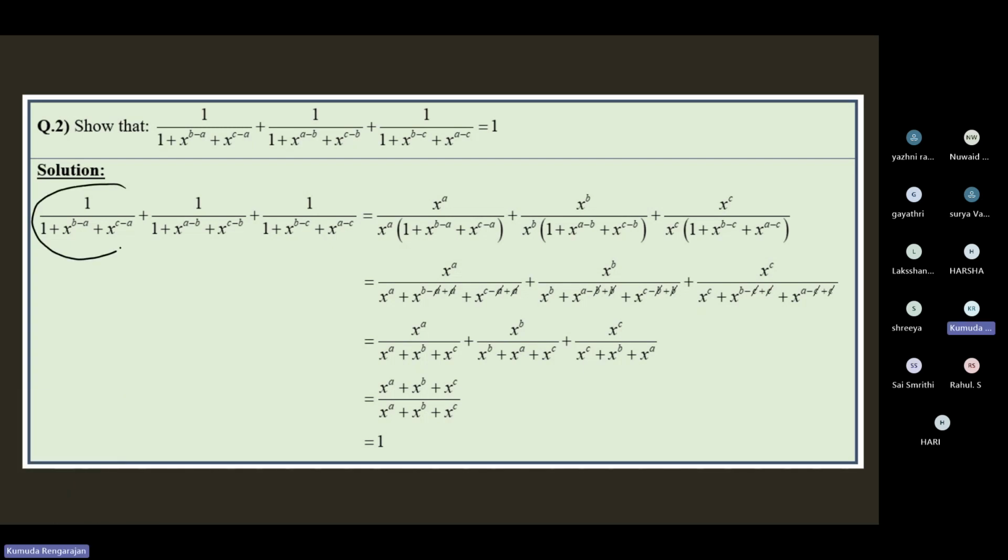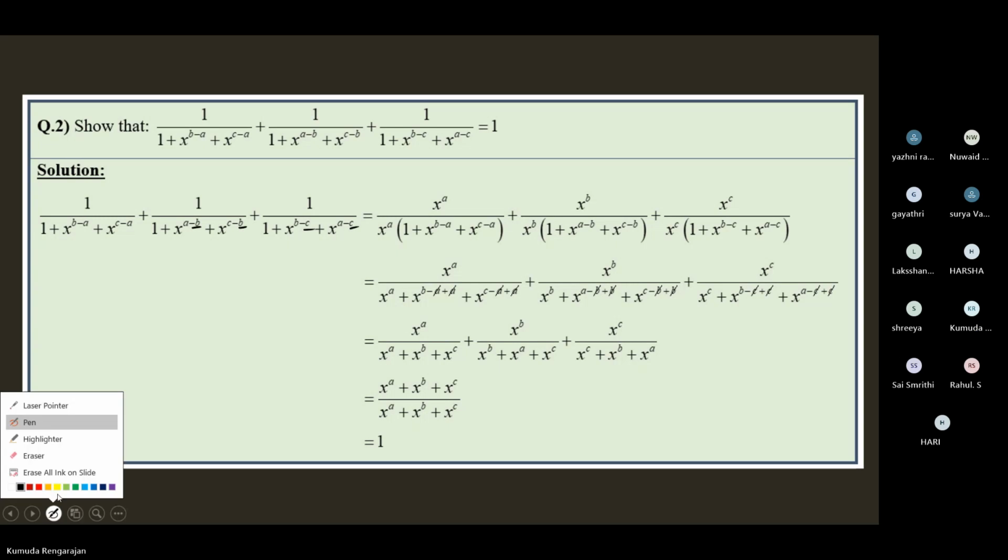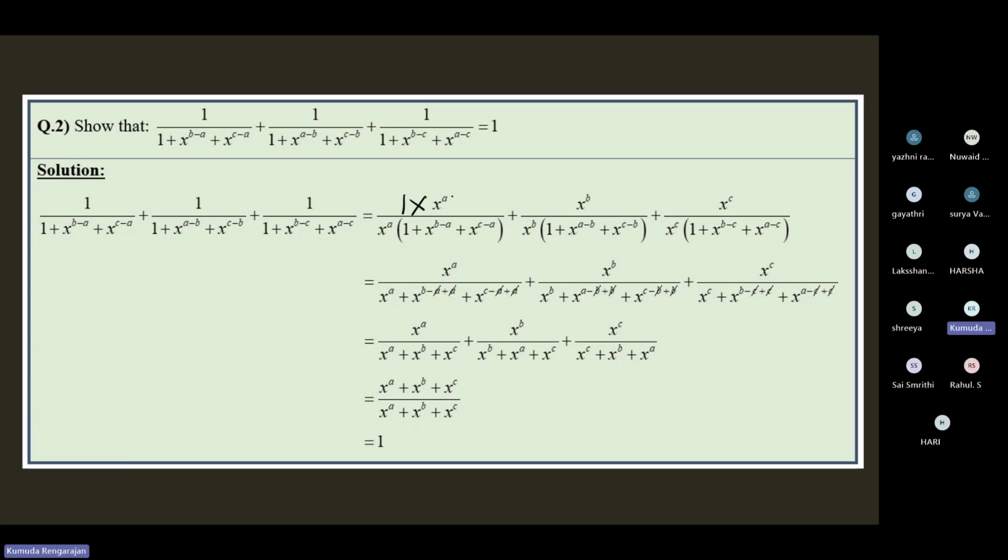So you multiply the numerator and denominator by x to the power a. Here, multiply the numerator and denominator with x to the power b. Here with x to the power c. And I told you how to remember that. Whatever is repeated: A repeated, multiply and divide by x to the power a. B is repeated, x to the power b. C is repeated, x to the power c. You can remember like that. So there is 1 here in the numerator, multiply by x to the power a, and this is the denominator, multiply that with x to the power a. So you can see the same thing everywhere. 1 into x to the power b, this denominator into x to the power b. 1 into x to the power c, this denominator into x to the power c. That's the first step.